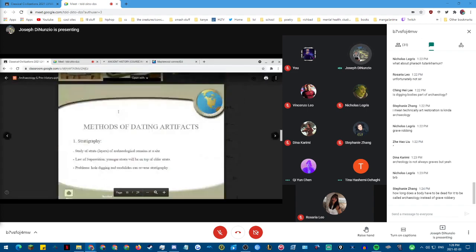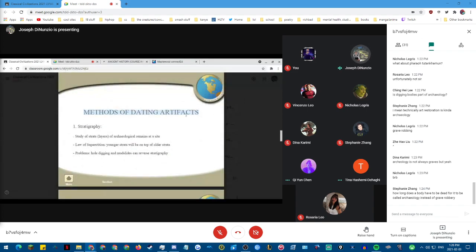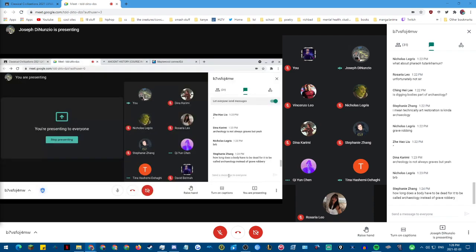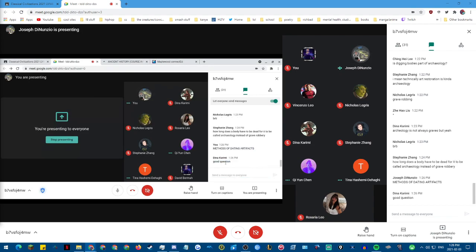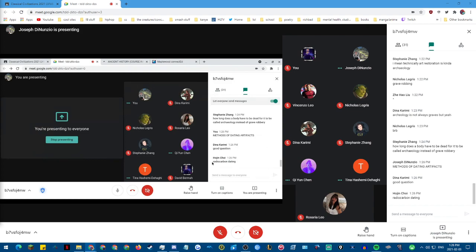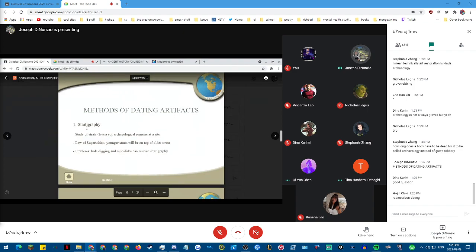Next, we're going to look at methods of dating artifacts. How do we date how old these things are? How do we do it? There's a couple ways. Yes, radiocarbon, we're going to get there. But this is a simpler way, which is the first one. Sabrina, methods of dating artifacts.